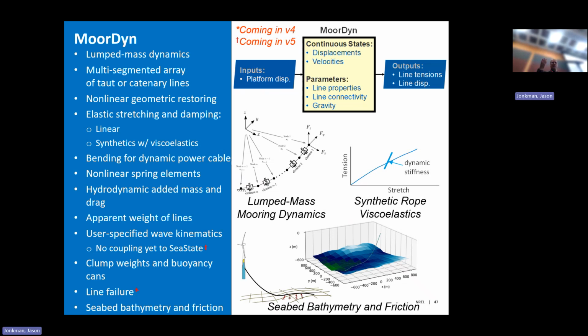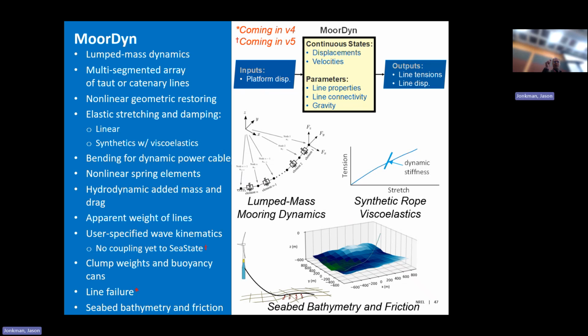A couple versions ago, we also introduced viscoelastic elements, which are quite useful. That allows you to have a dynamic stiffness that's different than the quasi-static stiffness. So that's pretty powerful. You can do with or without bending stiffness. The bending stiffness is really useful for dynamic power cables. Usually not very important for catenary, but that term you can turn on or off.